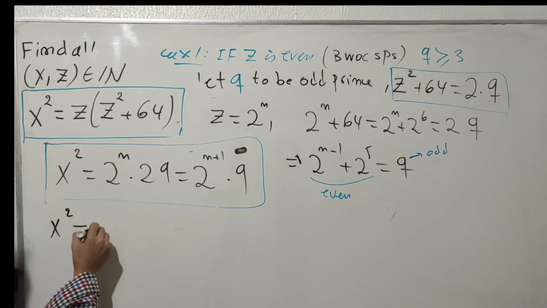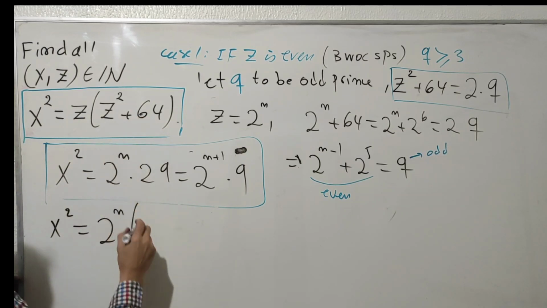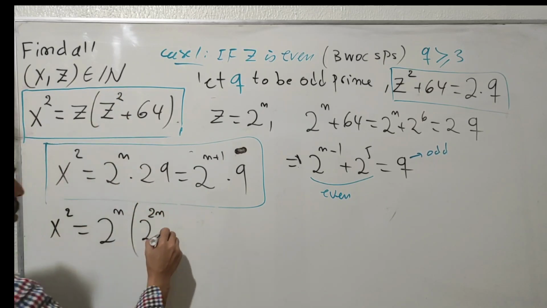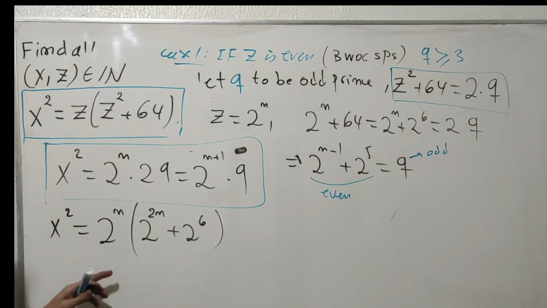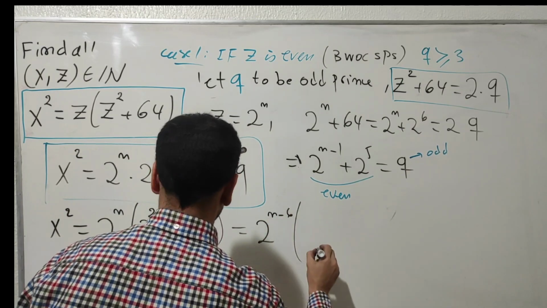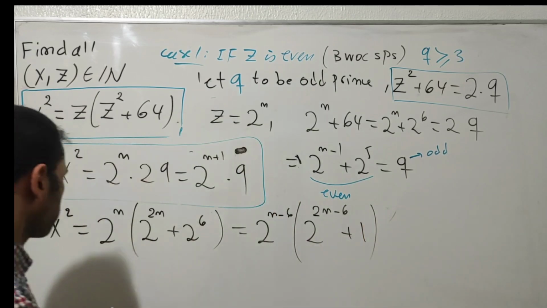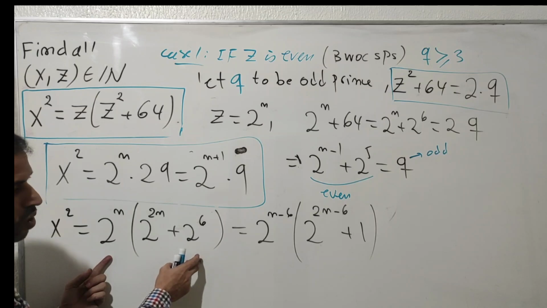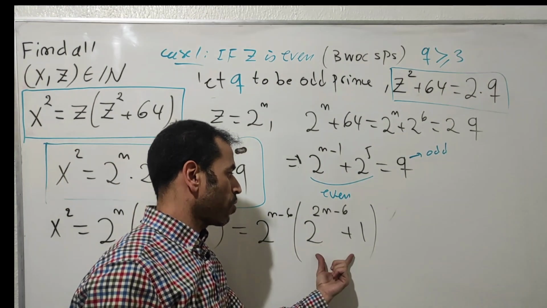So we get x squared equals z, which is going to be replaced with 2 to the n, 2 to the n going to be replaced with 2 to the 2n because you have a square here, plus 2 to the 6. What to do? I'm going to take this 2 to the 6 out of these things here. So I will have 2 to the 6 factor times 2 to the 2n minus 6 plus number 1. Since we have proven this product has no odd factor or odd prime, which means this one is a power of 2, this one must be a power of 2 as well.